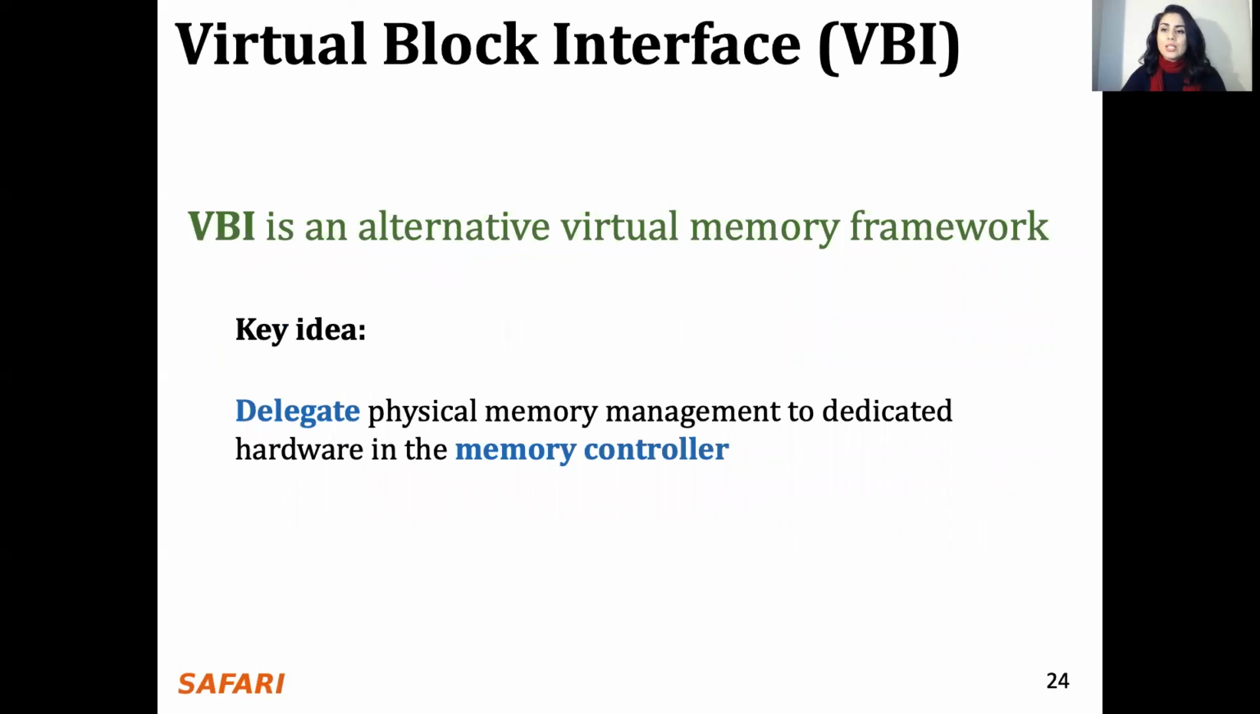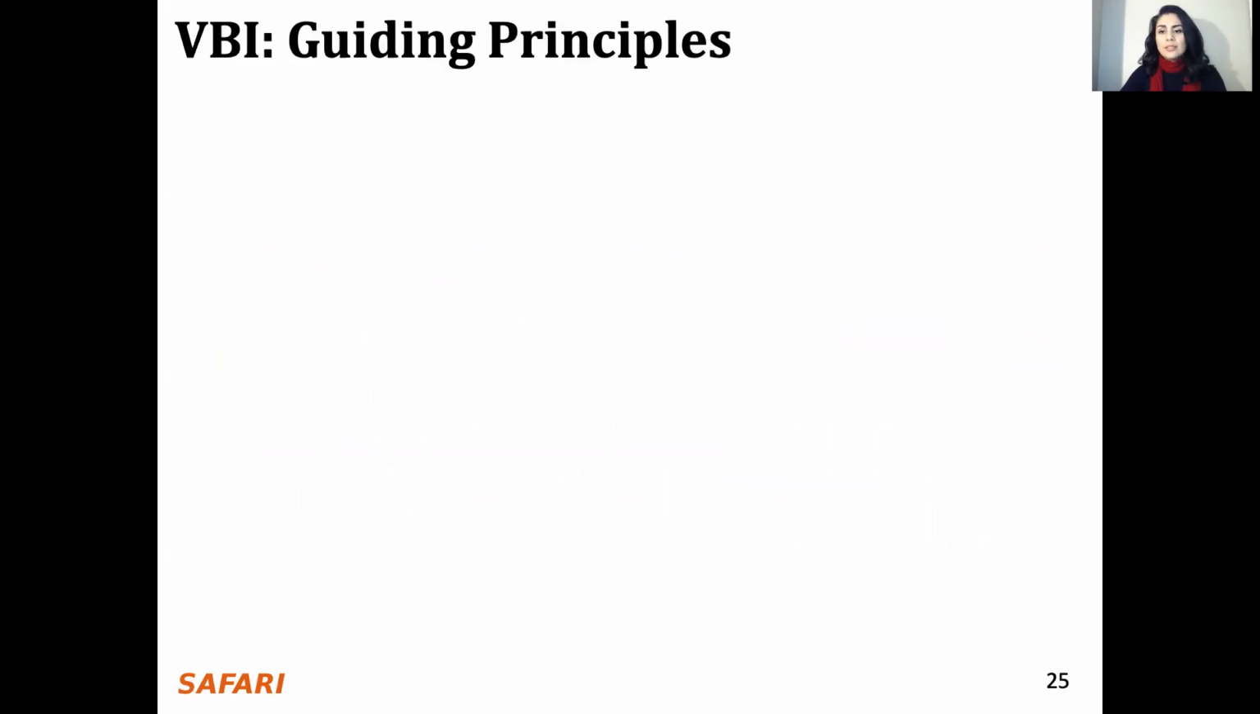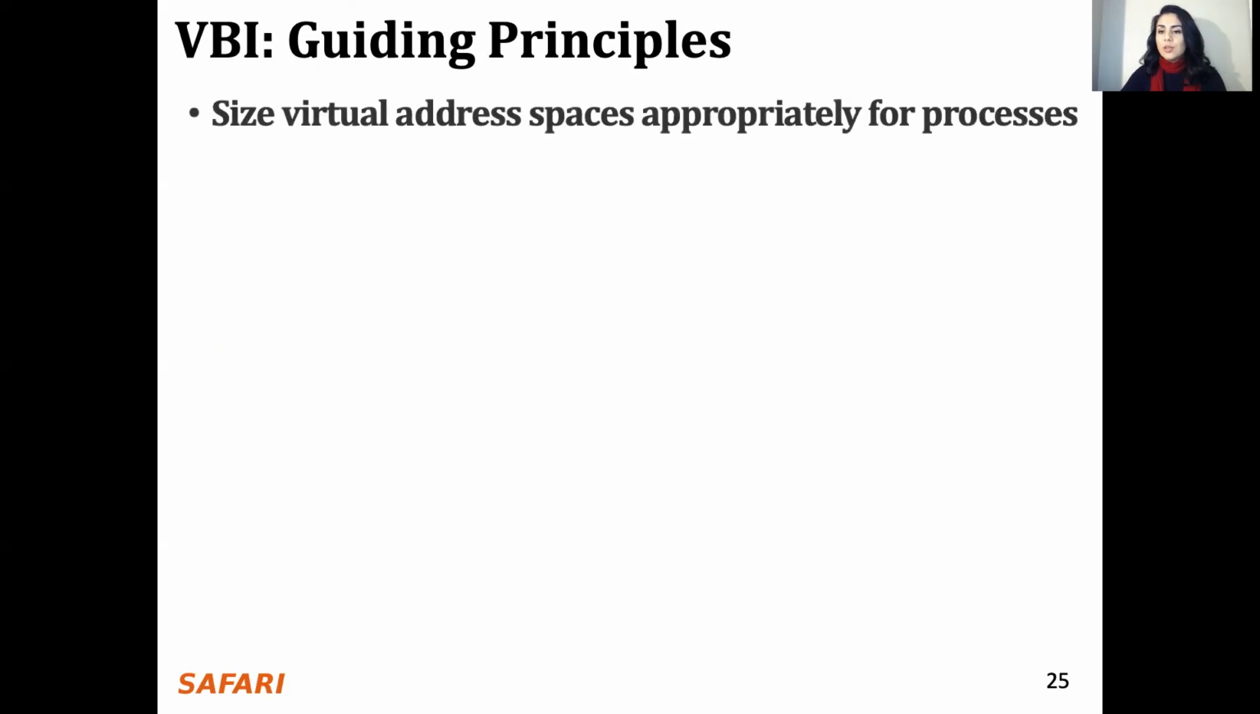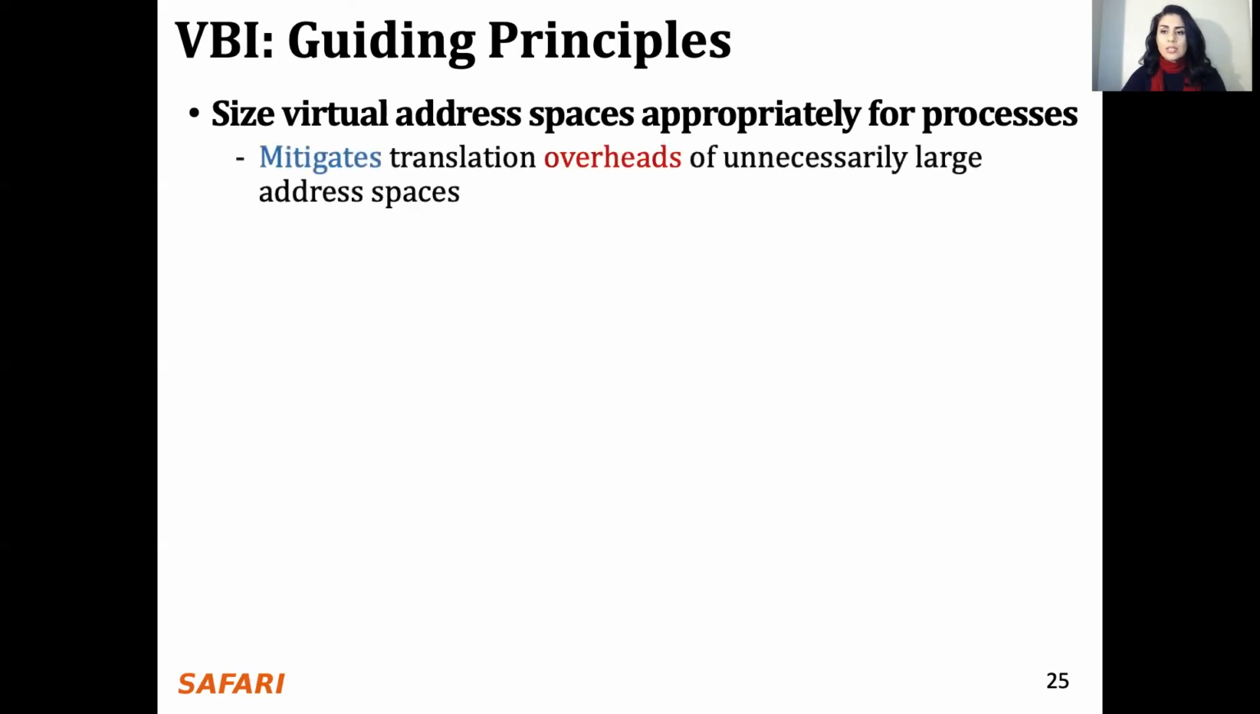Considering the challenges that operating system managed physical memory faces in the conventional virtual memory, the key idea in VBI is to delegate the physical memory management to dedicated hardware in the memory controller. To this end, the VBI design is driven by three key guiding principles. First, programs should be allowed to choose the size of their virtual address space. This mitigates the high translation overhead associated with unnecessarily large and fixed-size virtual address spaces in current systems.